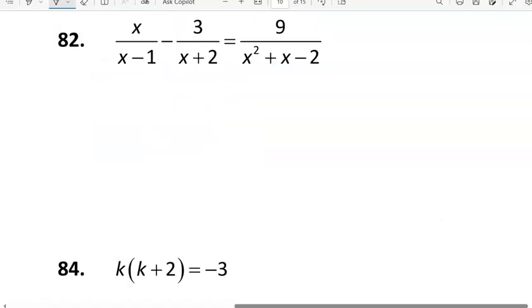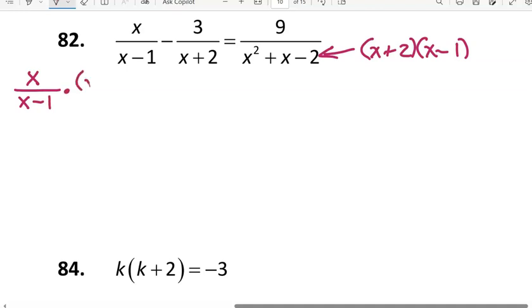In 82, x over x minus 1 minus 3 over x plus 2 is equal to 9 over x squared plus x minus 2. This factors into x plus 2 times x minus 1. So I'm going to multiply both sides of the equation by that expression. So first term is x divided by x minus 1, which I'm going to multiply by that LCD.